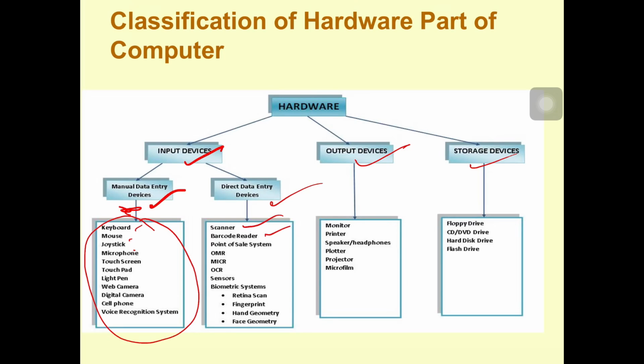There are several output devices such as monitor, printer, speaker, headphone, plotter, projector, microfilm, etc. Okay, the third one is the storage device, which is a category of hardware devices. Storage devices are used to store the data within the computer or externally. Some of the storage devices are CDs, DVDs, hard disk drive, or flash drive, etc. Flash drive means pen drive. Floppy drive is an outdated storage.